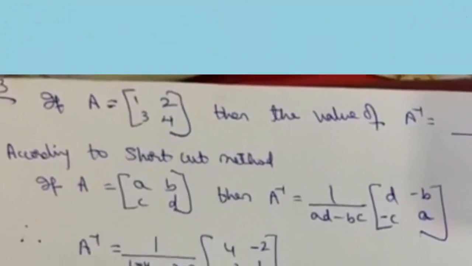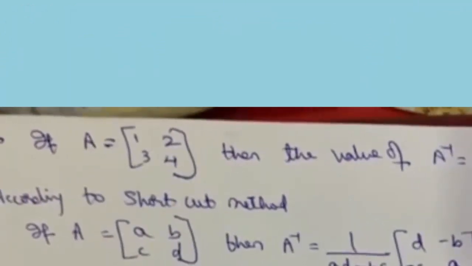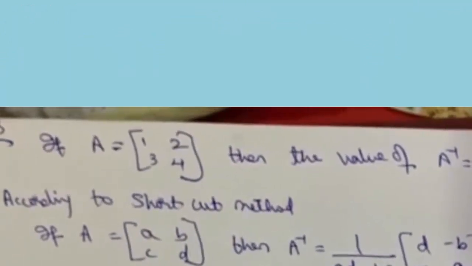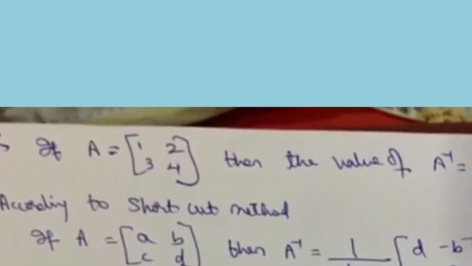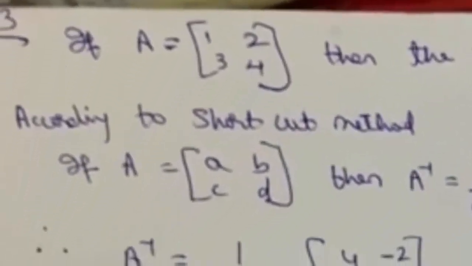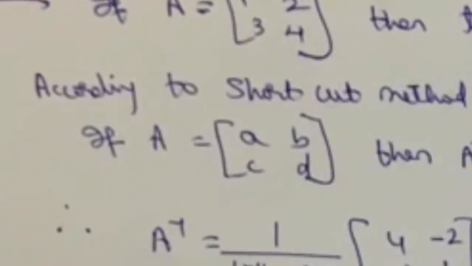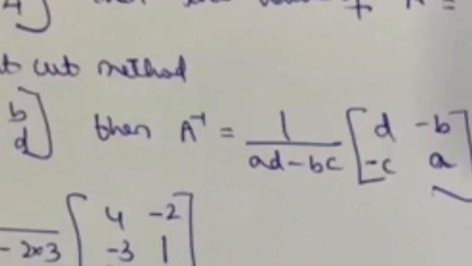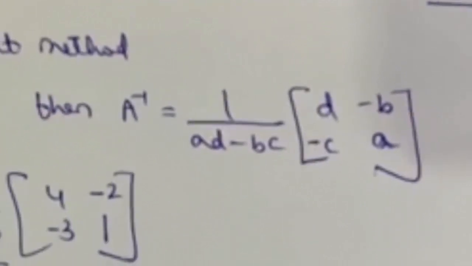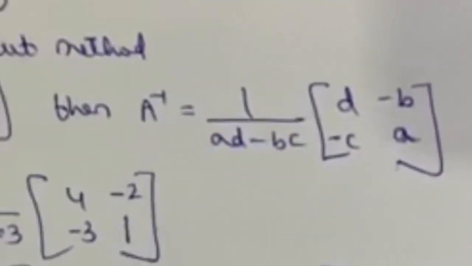Question number 23. If A is a matrix of order 2 by 2 and the elements are 1, 2, 3, 4, then the value of A inverse is. According to the shortcut method, if A is a matrix of order 2 by 2 and the elements are A, B, C, D, then A inverse is 1 upon AD minus BC into the matrix D, minus B, minus C, A.